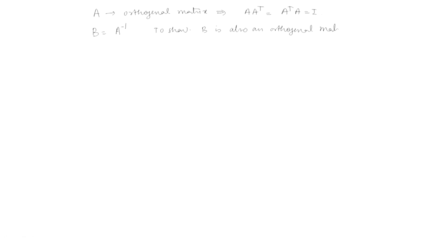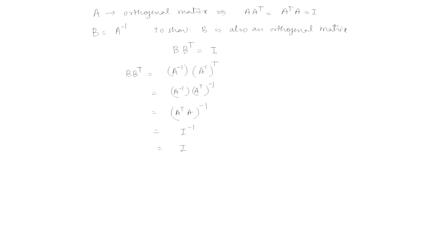In order to show this, we have to show that B into B transpose is equal to identity, or B transpose B is equal to identity. Now what is B? B is A inverse. You take the left hand side, B into B transpose, which is A inverse into A inverse whole transpose. This is equal to A inverse into A transpose inverse. This is equal to A transpose into A whole inverse, because A into B whole inverse is B inverse A inverse, and this is equal to I inverse, because A transpose A is I.